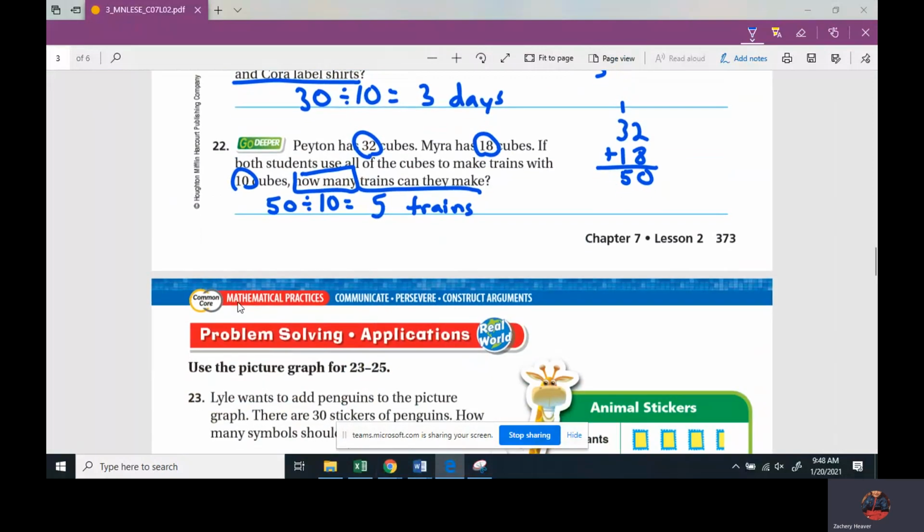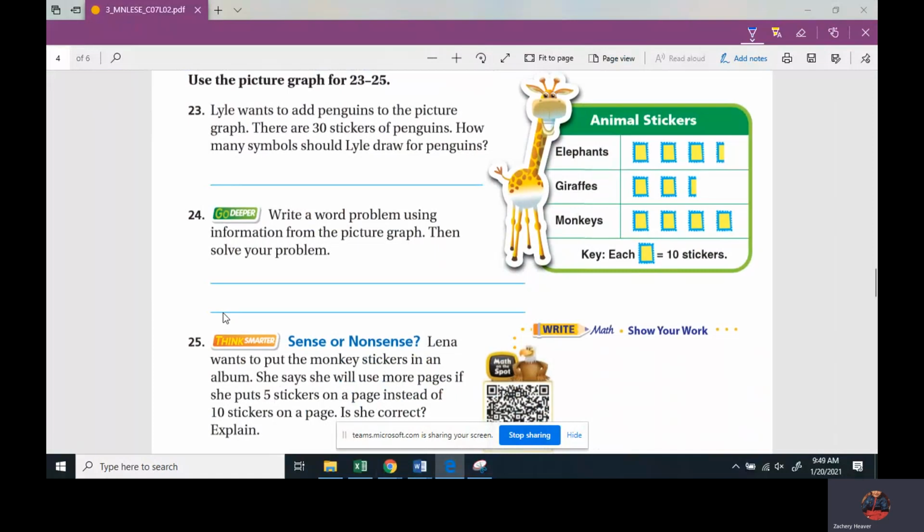Okay. All right, we're going to use this graph. Let's decode it first. McKenna, if each of these yellow squares makes 10, what do you think half of one's going to make? 5. So let's do elephants. How many do elephants have? Skip count by 10. 35. What about this one, McKenna? Giraffes. 25. And the last one? No, not 5. So we decoded our graph.